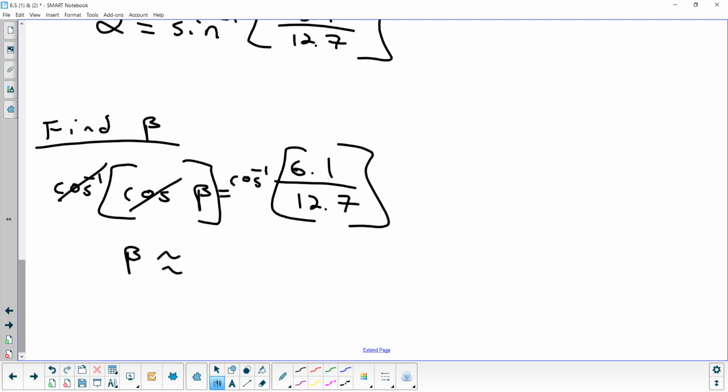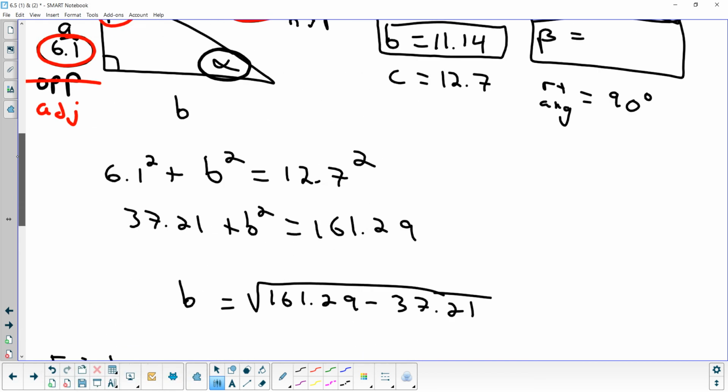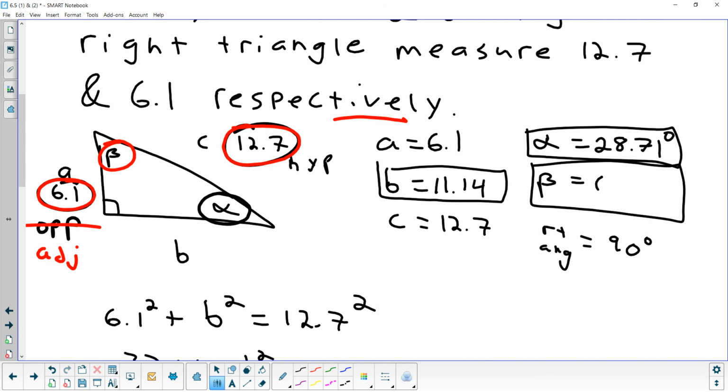Technically, this is now approximate because we're going to round it. Inverse cosine of 6.1 divided by 12.7 is 61.30. And if we scroll back up, and you add those angles together, that's going to come out pretty close to 90. A little off because of rounding. Maybe it should have been 0.29, but that's the way my number came out. So, okay, any questions on that one?